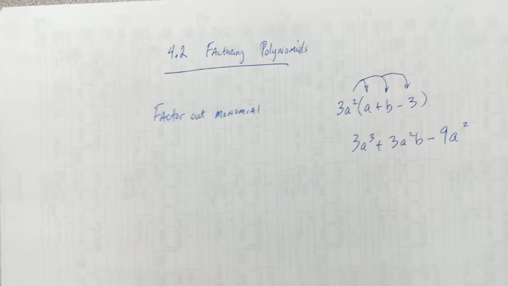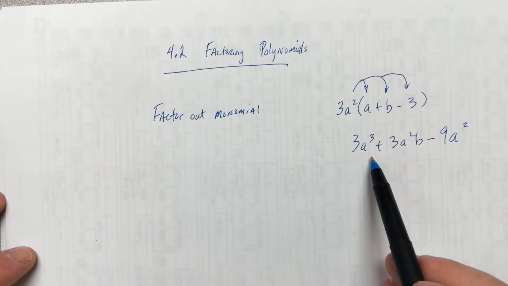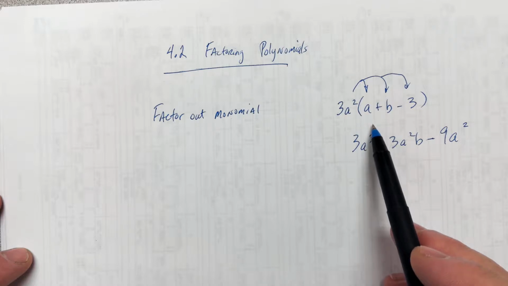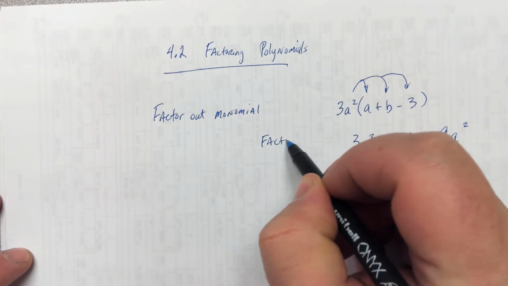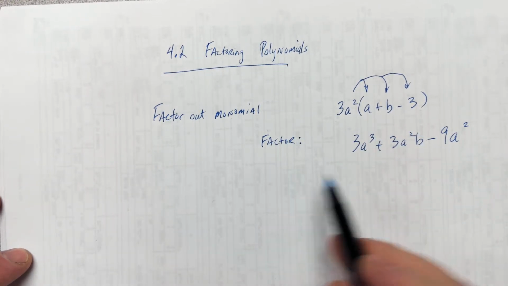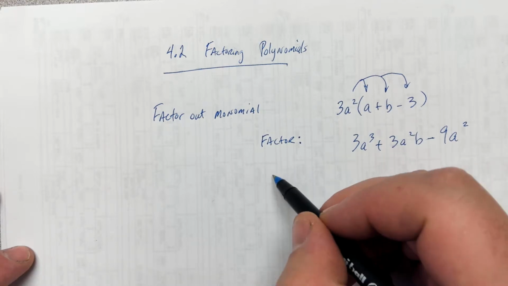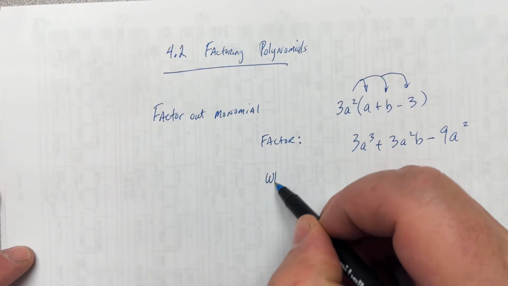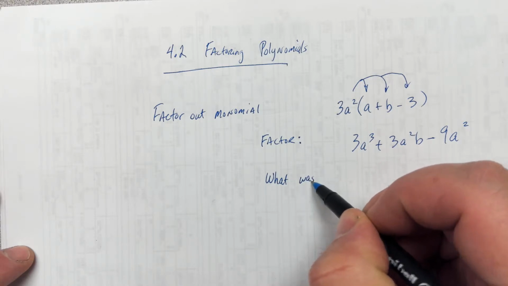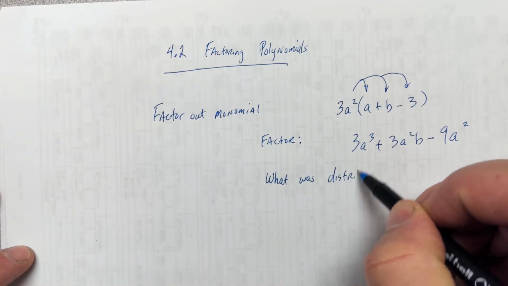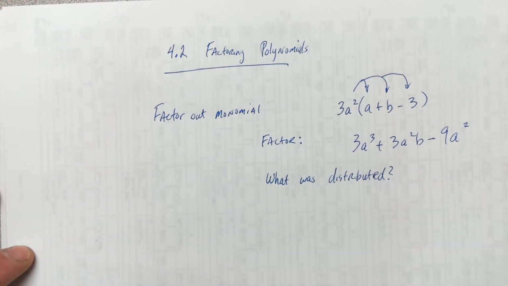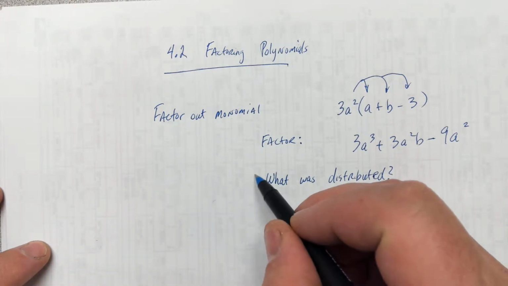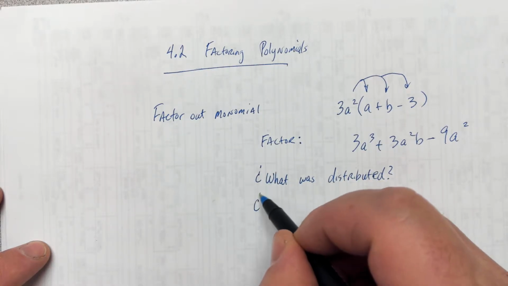Today, what you're going to do is you're going to be given this, and that's your answer. So the thing you're going to look for is, if it has something like this, here's all it's going to say. It's going to say factor or factor completely, right? And the thing you have to ask yourself is, what was distributed? That's what you have to ask yourself. Another way to think about it is, when you look at it, you can say, what do all of the terms have in common? So these are your two questions.